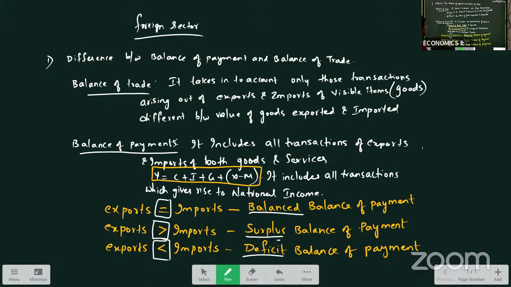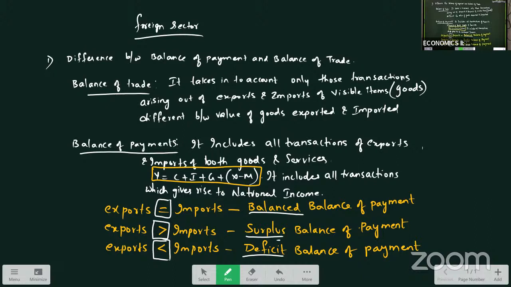Okay, it is the difference between value of goods exported and imported. Whereas balance of payment includes all transactions of export and import of both goods and services. That means our balance of payment includes both visible items as well as invisible items. So it includes all transactions which give rise to our national income.